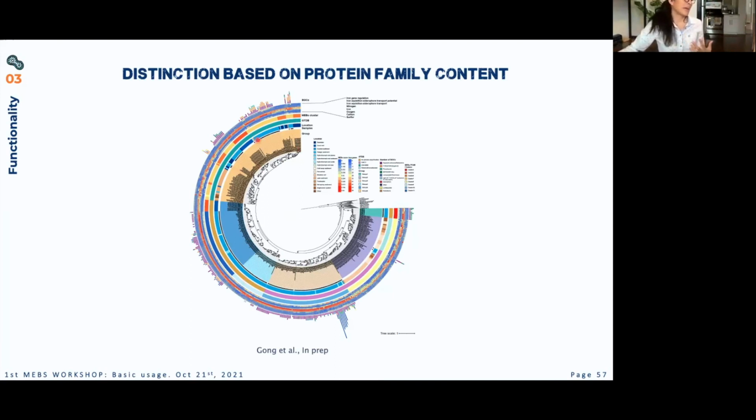For some cases, as you can see, there's a very clear phylogenetic signal of metabolically related groups, but sometimes it's not that clear, as we can see here, sorry, in the orange and in yellow.